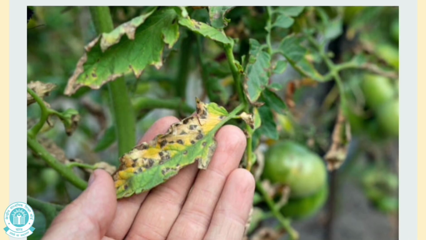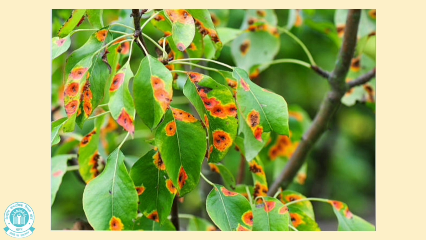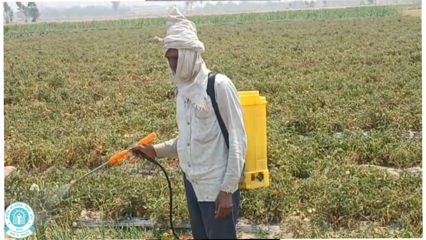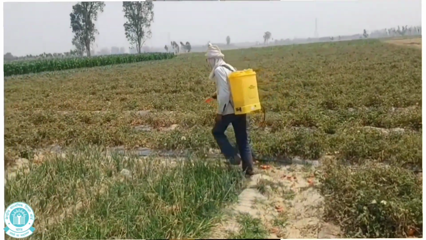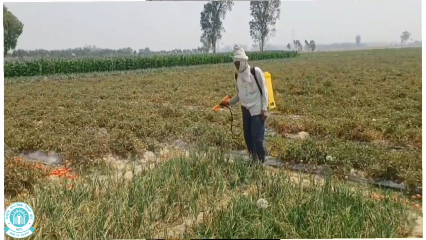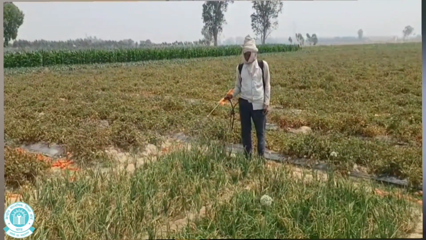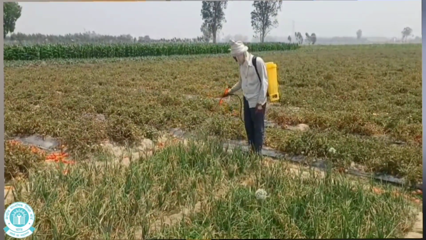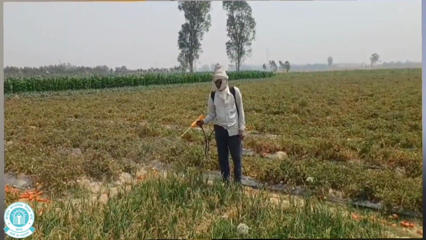In small teams, students must diagnose the problem. Suggest protection methods like mechanical or cultural control, chemical control, biological control. Now here comes the reflection stage. After visuals, ask them related questions.